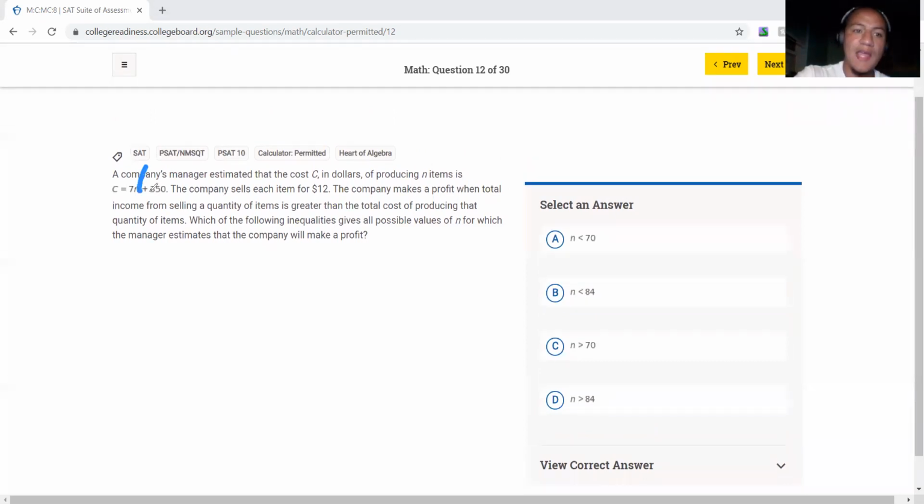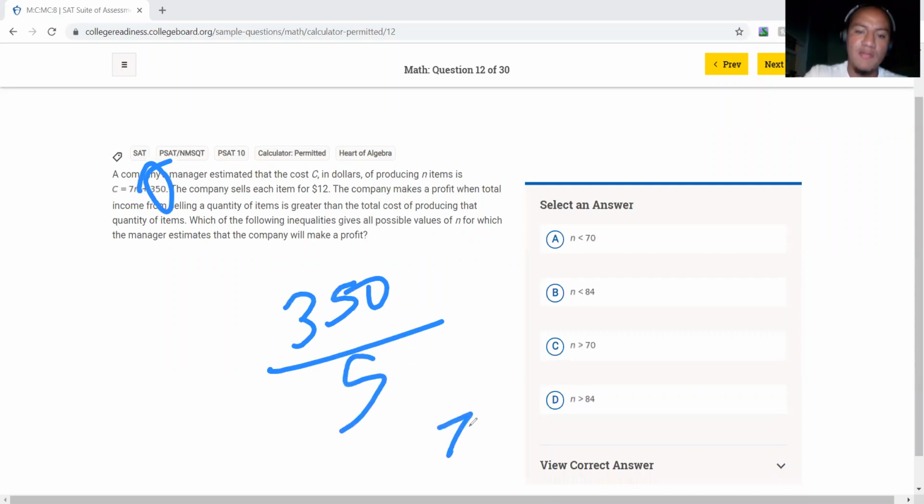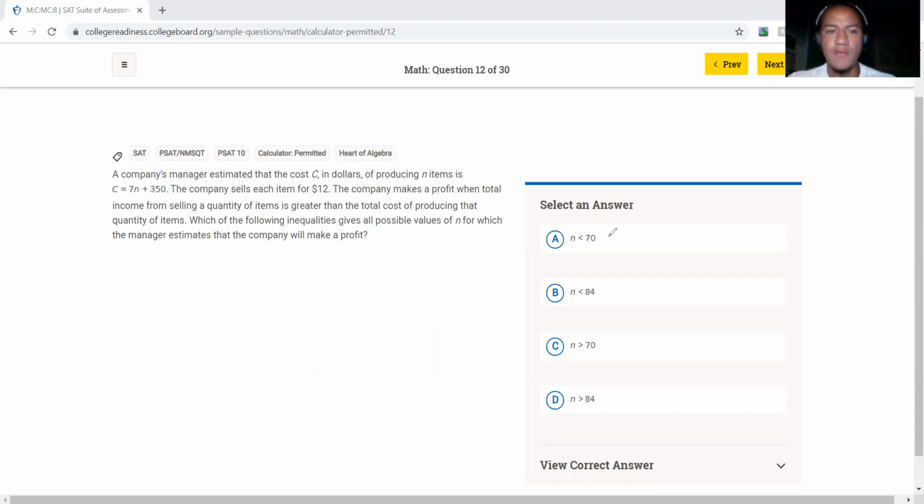So at that rate, you have to do 350 divided by 5, and it turns out you need to get 70 or more items. Well, at 70, you're breaking even. More than 70, you're turning a profit. That's why people need to sell things for more money, but I digress.